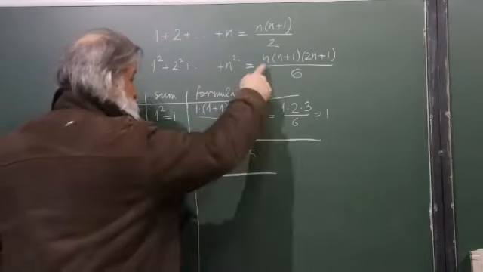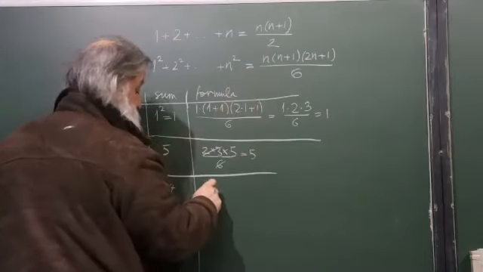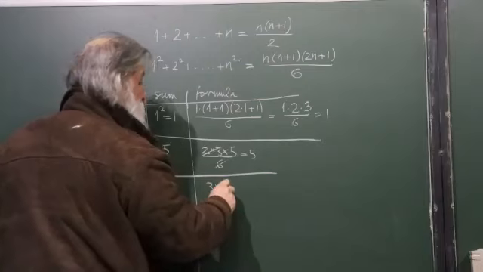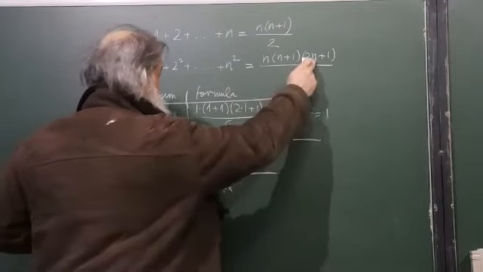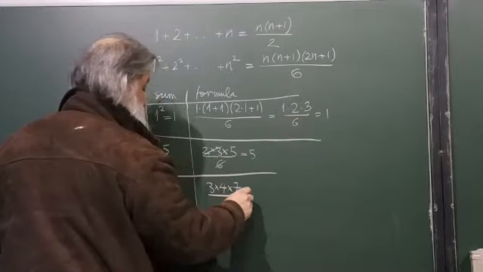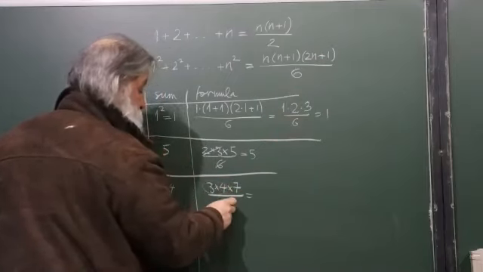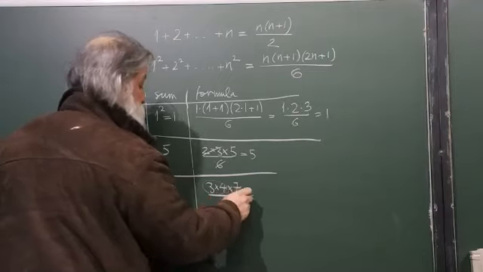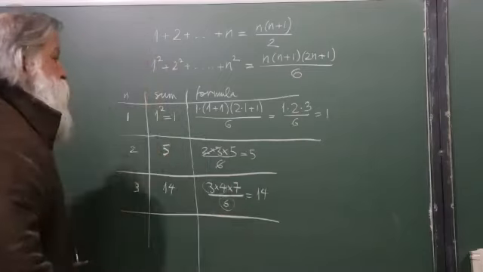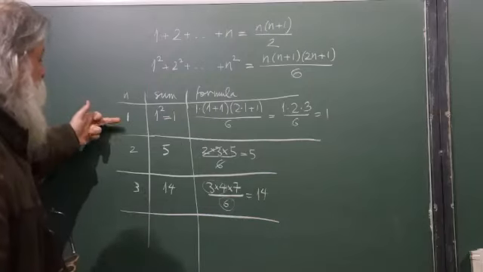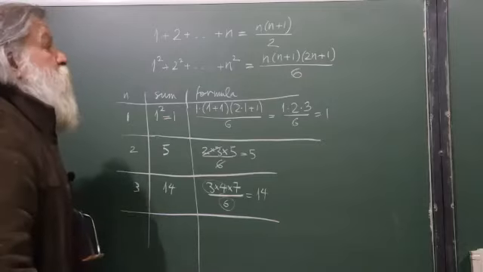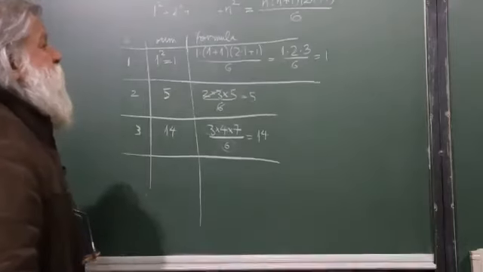It is n equal to 3. So you put 3 here. 3 times, 1 more, 4, times, 2 times 3 is 6 plus 1, 7, over 6. This is 12. 12 over 6 is 2. 2 times 7 is 14. See, same thing. So it's true for n equal to 1, for n equal to 2, for n equal to 3, but there are infinitely many numbers, of course. You cannot check for all of them. How do you prove this?